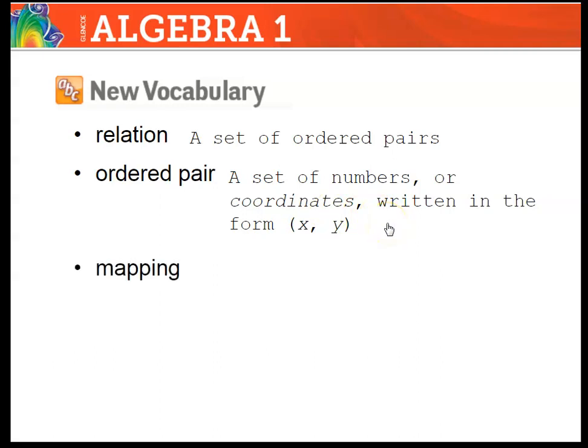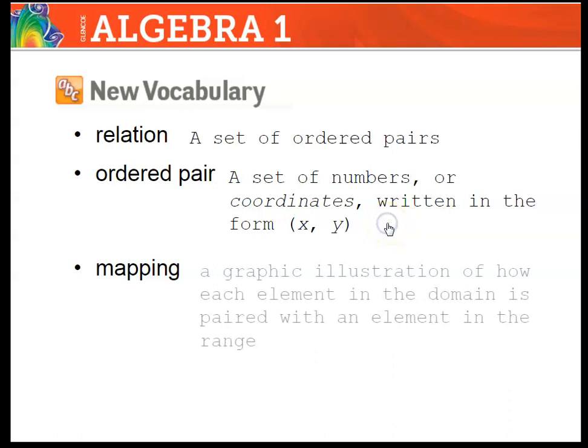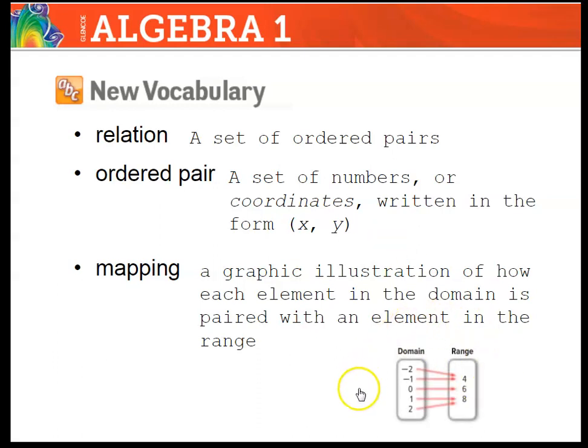Mapping. Mapping is one of the ways that we can show a relation. And that is a graphic illustration of how each element or each number in the domain is paired with an element or number in the range. I know it sounds pretty complicated. It's not bad. Typically, a map's going to look something like this.